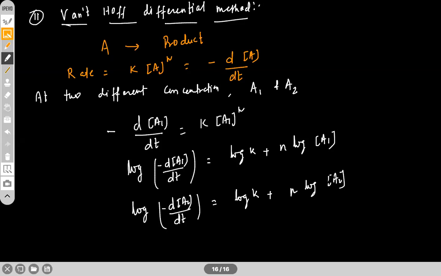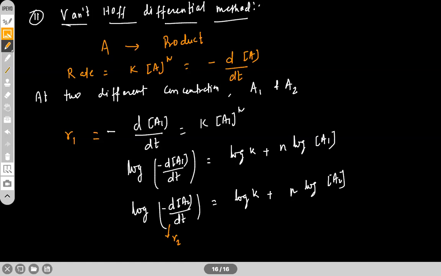Our purpose is to find out n, right? So what we do, we'll just subtract 1 minus 2. Anything you can do, 2 minus 1 also you can do, you'll get the same answer. Suppose you do 1 minus 2. To simplify this, I'll write this rate, minus dA1/dt, as R1 and minus dA2/dt as R2.